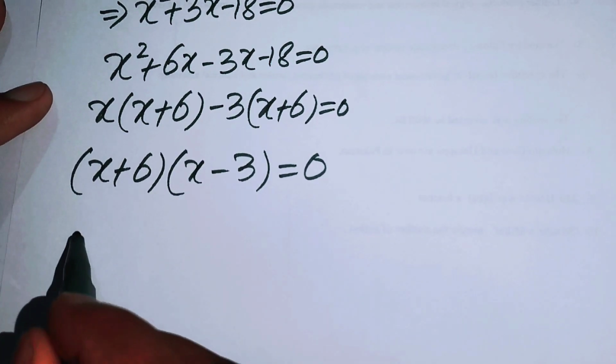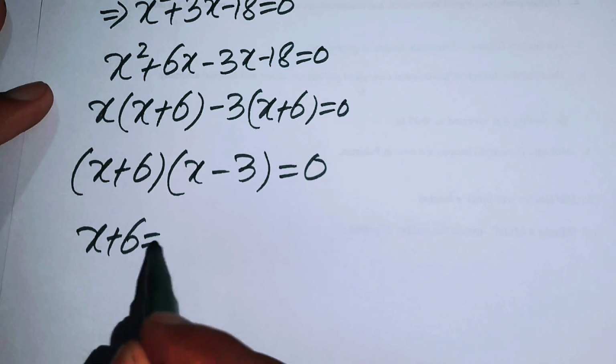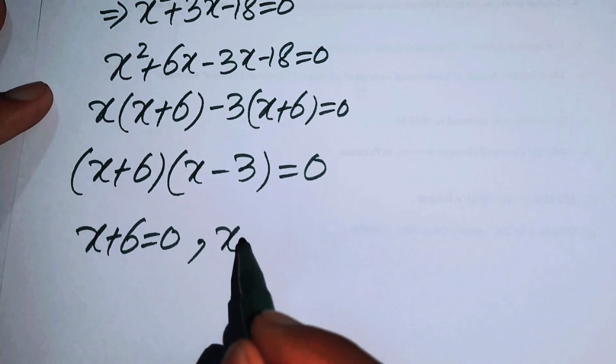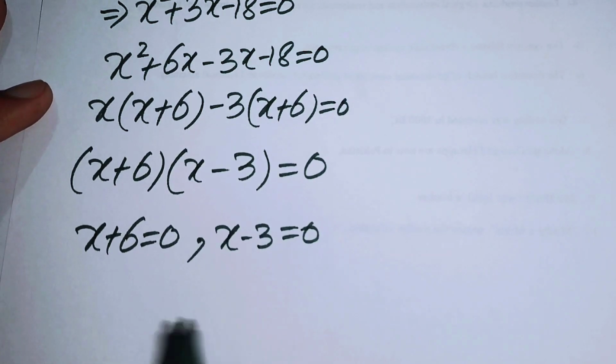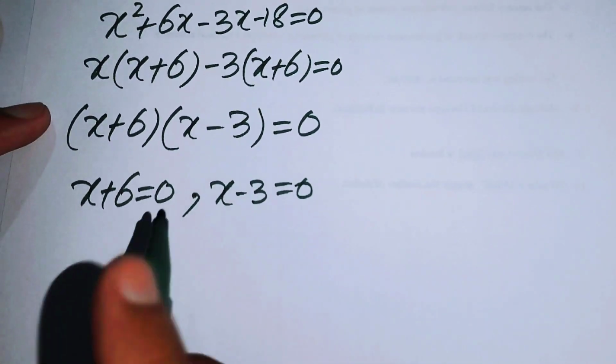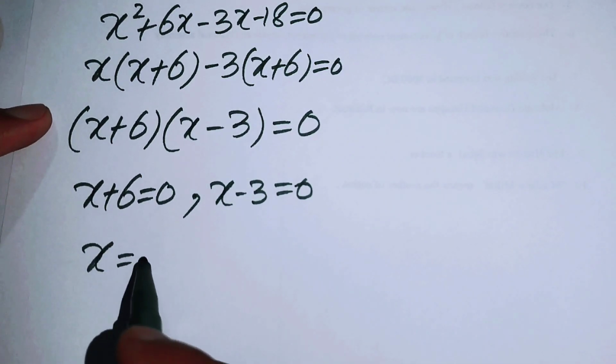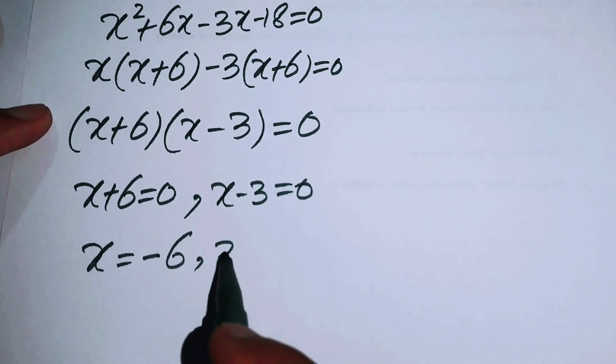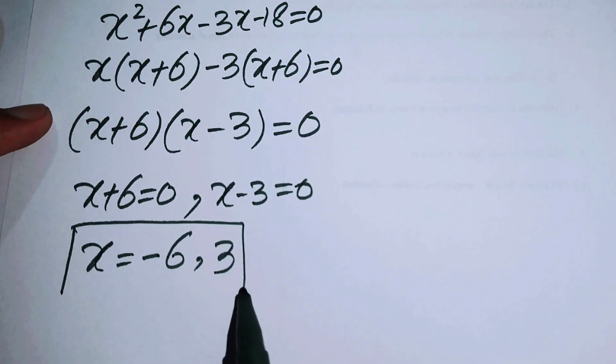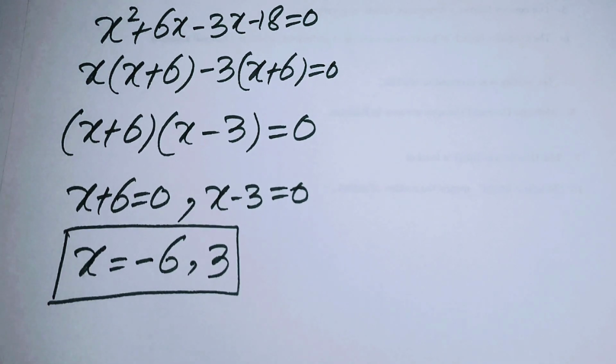And similarly here you have again two cases. The first is we take x plus 6 equal to 0, and second is we take x minus 3 is equal to 0. So finally you get the two values of x, which are minus 6 and plus 3. So these are two roots of the given equation.